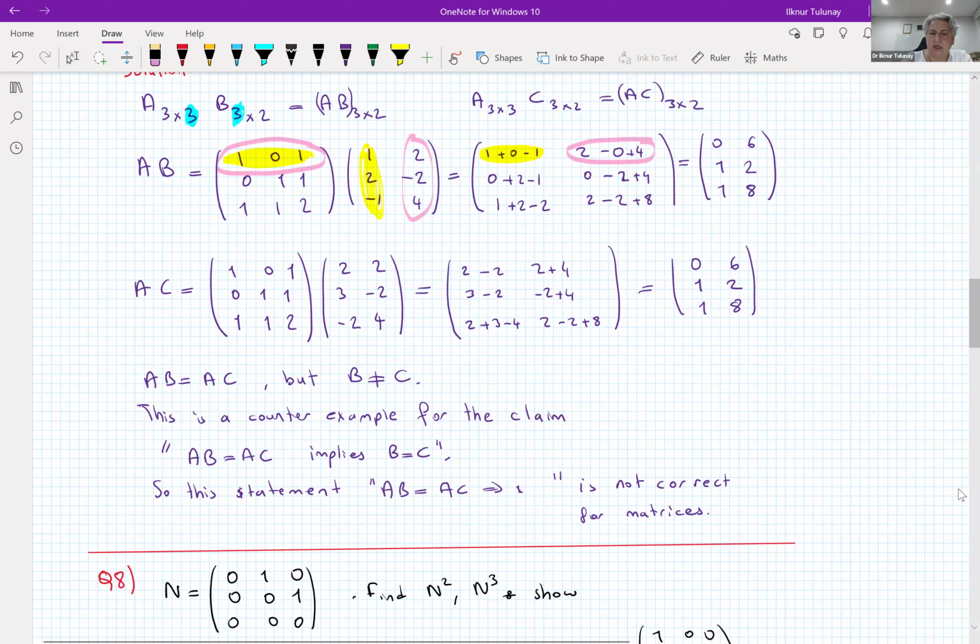This statement that B is equal to C is not correct. As a correction that needs to be done: AB is equal to AC does not imply B is equal to C. That's what it is.